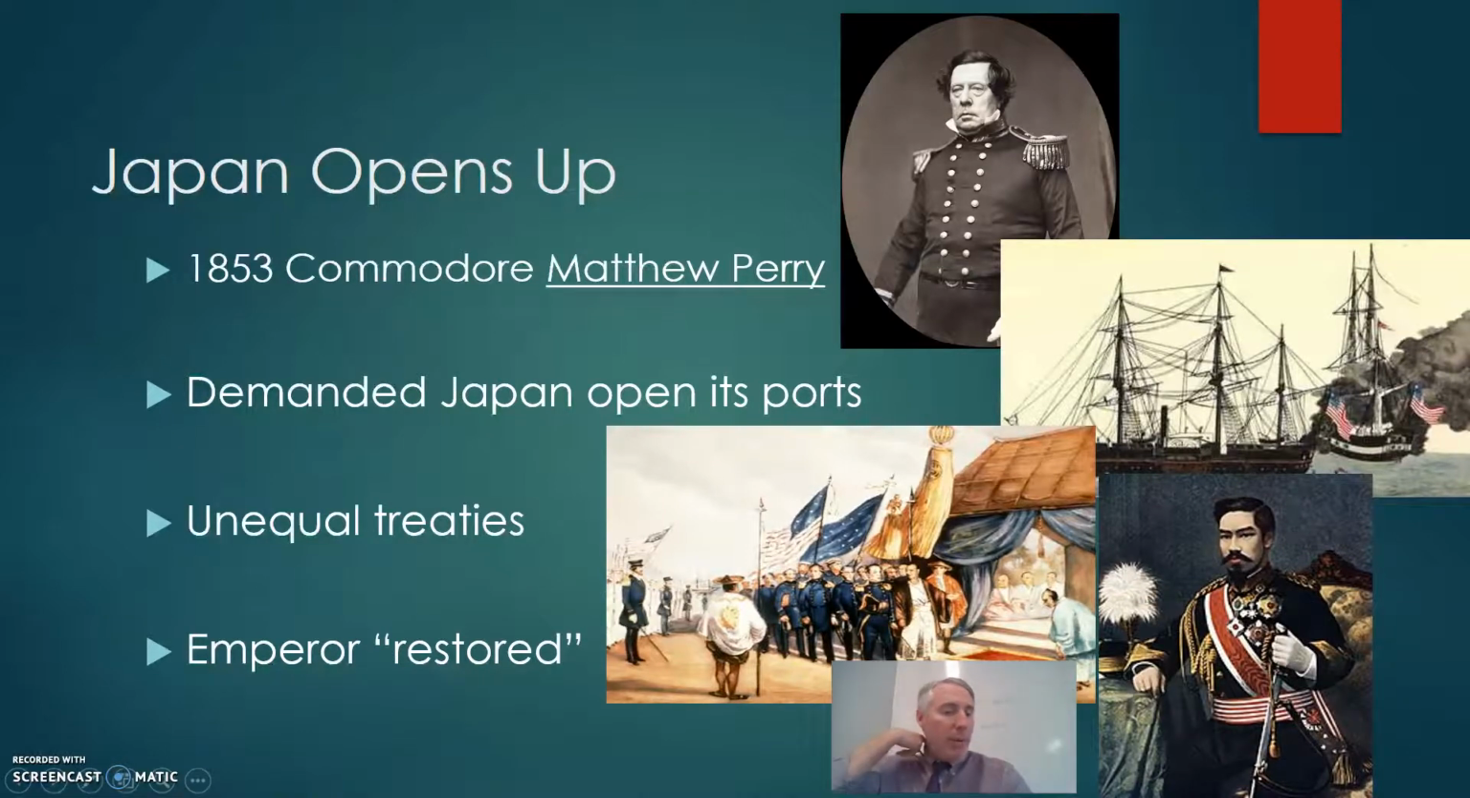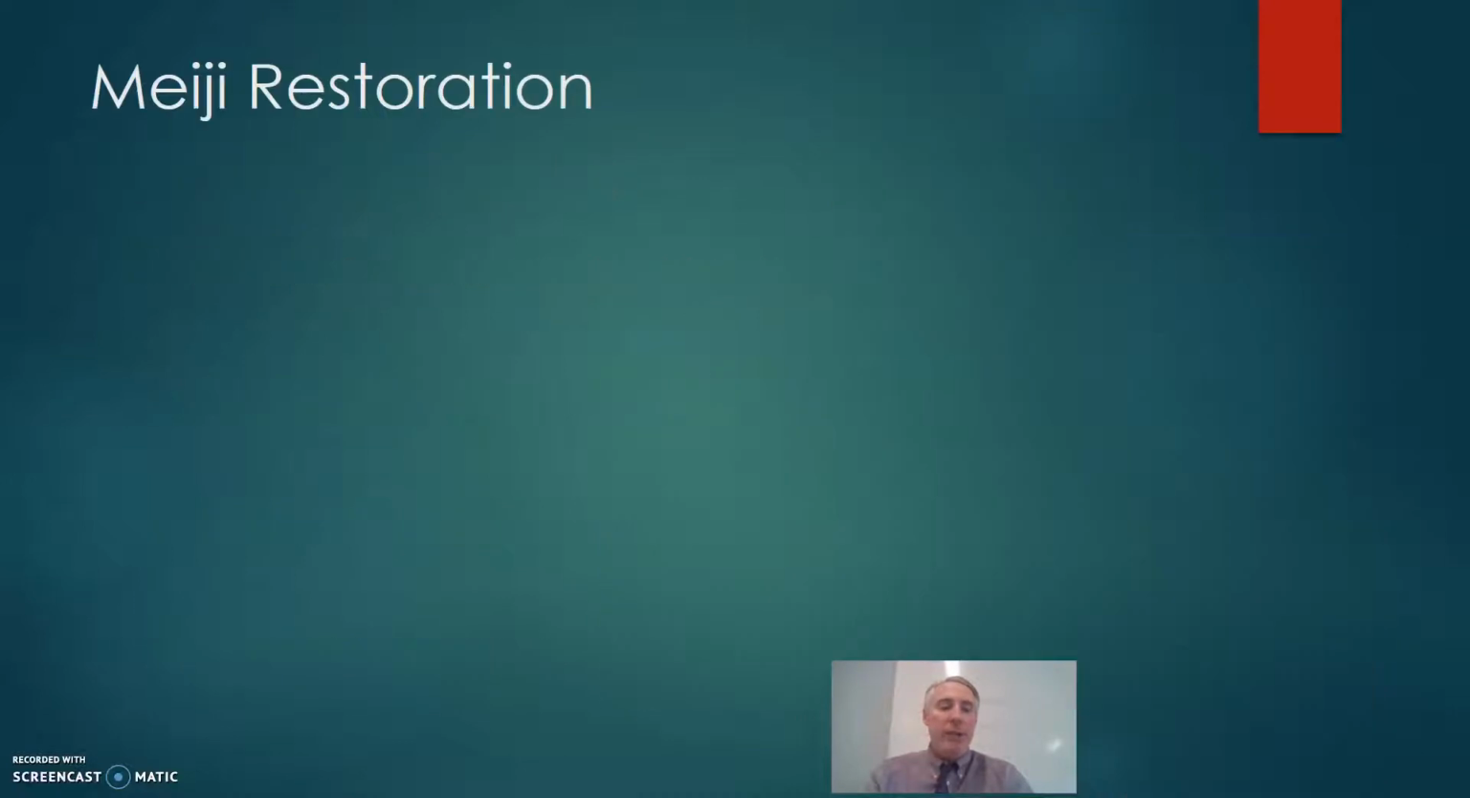Okay. Now, I put restored in quotes because it's not like the emperor wasn't sitting on the throne, but remember, he was largely a figurehead, and now he was given full control of Japanese government and society. Now, this started a period known as the Meiji Restoration. The young emperor that we just showed a picture of, he took the title Meiji, which means enlightened rule. All right, so that was a new title that he gave himself.